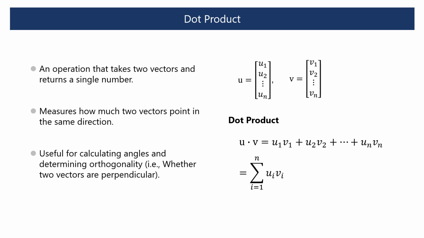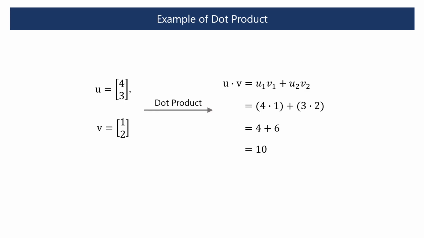Given two vectors, u and v in n-dimensional space, the dot product, denoted as u dot v, is calculated in this way. Let's see a concrete example. Consider two two-dimensional vectors, u and v. Using the formula, the dot product of u and v can be computed in this way.